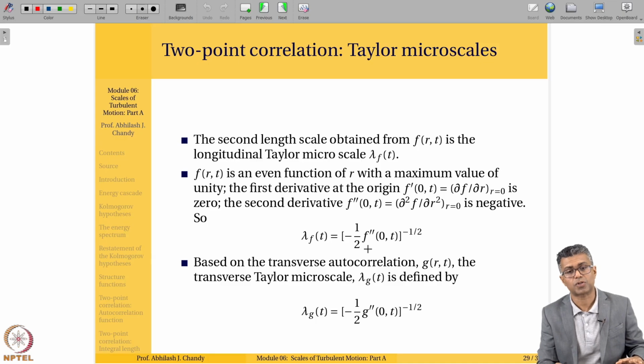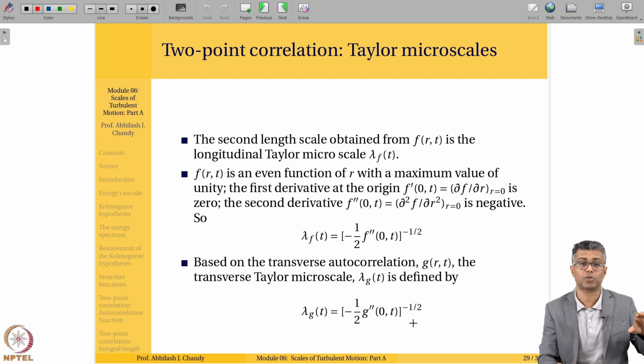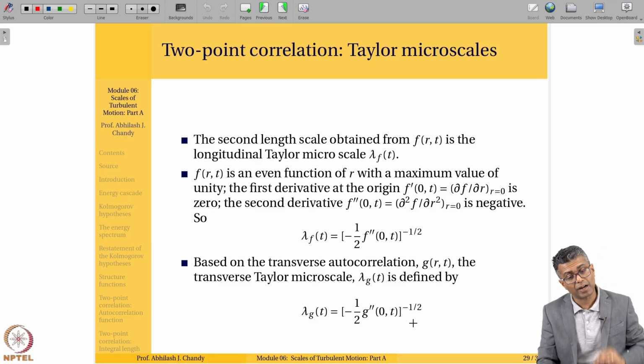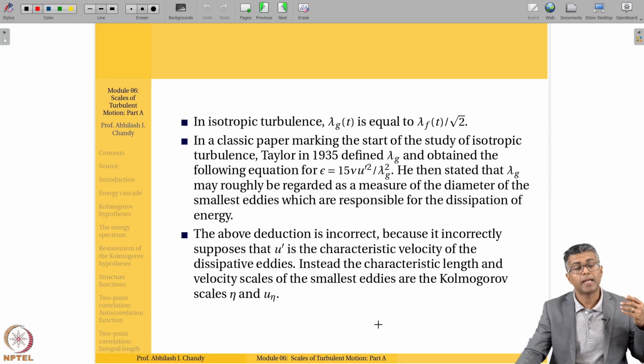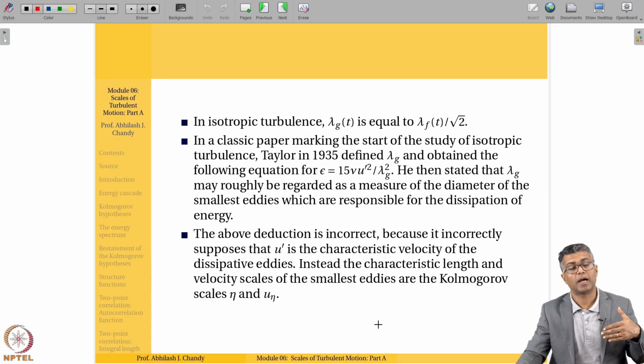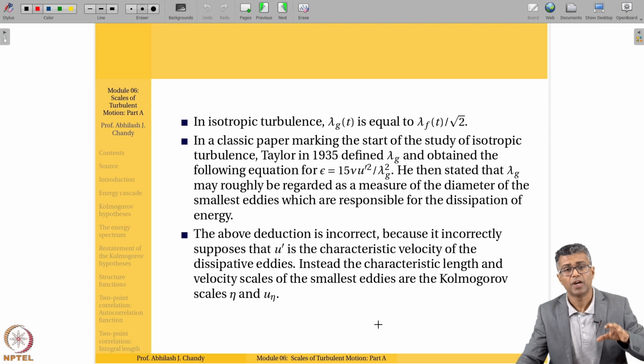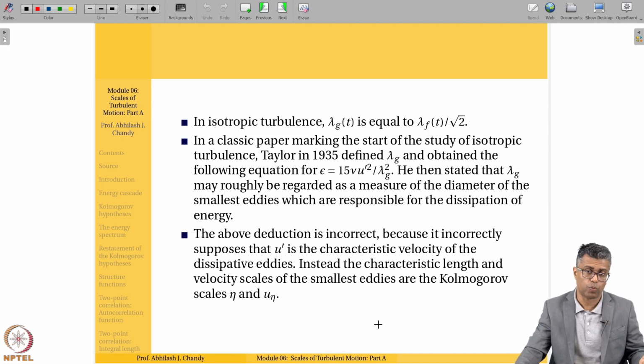So based on the transverse autocorrelation g of r,t, you have the transverse microscale lambda g. We had lambda f, the longitudinal Taylor microscale. Now you have a transverse Taylor microscale, lambda g, given as minus half g double prime at 0, t, and the whole thing raised to minus half. So you have longitudinal Taylor microscale and transverse Taylor microscale. In isotropic turbulence, lambda g is lambda f over square root of 2. Just like you had L22 equal to half of L11, you have the Taylor microscale in the transverse direction equal to 1 over root 2 of lambda f.